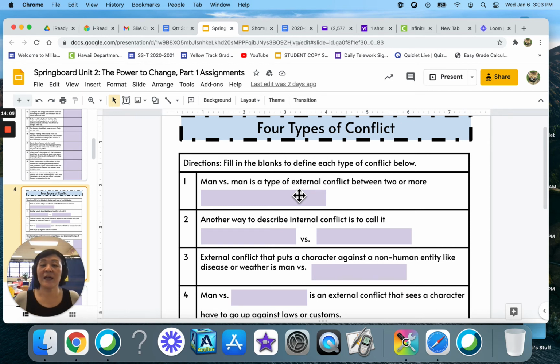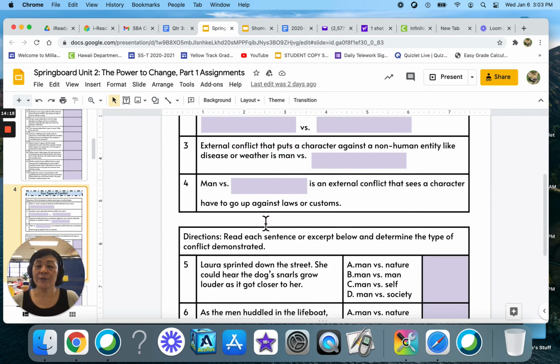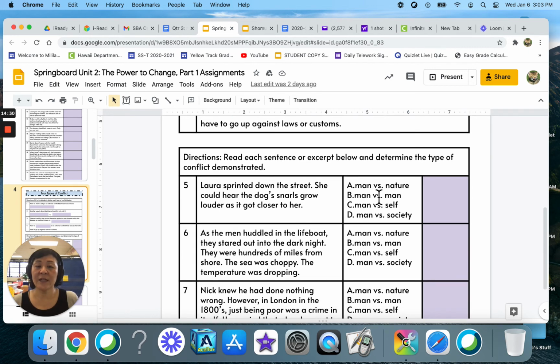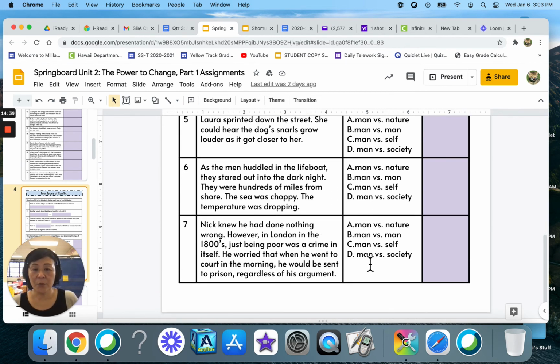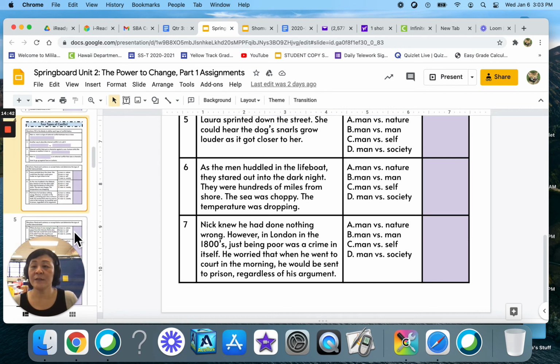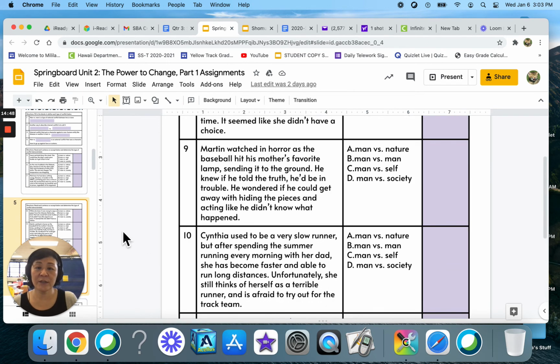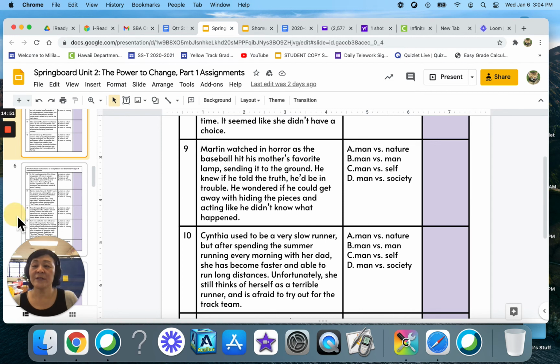So it says man versus man is a type of external conflict between 2 or more. Write it in. Okay? So you're going to do that. Then you're going to read all of these situations. And you have to decide what type of conflict is going on in these situations. So here's 5, 6, 7, and they're all A, B, C, D. Man versus nature, man versus man, man versus self, man versus society. All of these are in the same order. Okay? So you're going to do this slide 4. You're going to do slide 5. Same thing, a bunch of situations. You're going to do slide 6.